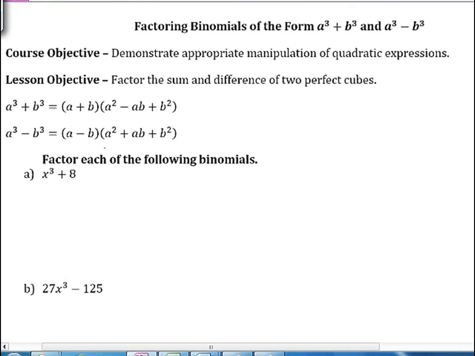This lecture is about factoring binomials that are the sum and difference of two perfect cubes. And so they have the form a cubed plus b cubed and a cubed minus b cubed. So here are the formulas.